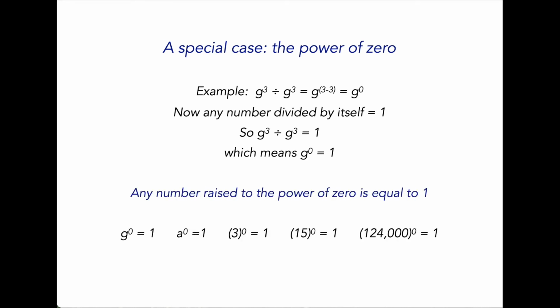So the law here is that any base number raised to the power of 0 equals 1. And here are some examples. G to the power of 0 equals 1, a to the power of 0 equals 1, 3 to the power of 0 equals 1, 15 to the power of 0 equals 1, 124,000 to the power of 0 equals 1. Any number raised to the power of 0 equals 1.